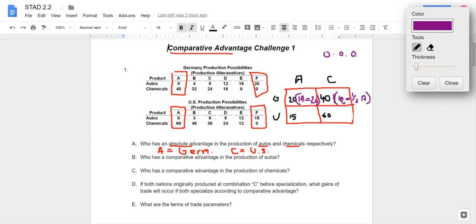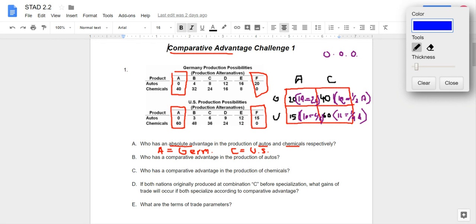Okay, keep on rolling. Next up, the United States autos right here. 1 auto equals other, 60 over 15 is 4 chemicals, so it's 4C. And then 1 chemical here will equal other, 15 over 60, or 1/4 of an auto. All right, now we need to go ahead and circle them up.